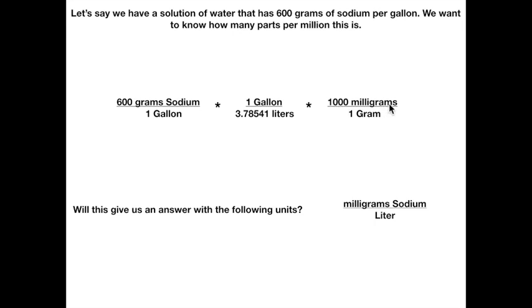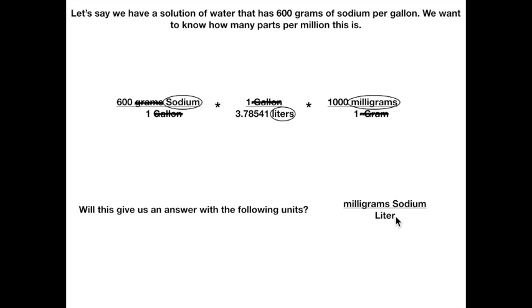Let's check it out. Let's cancel our units. It does. So grams canceled out. There's gram on top, gram on the bottom. Those cancel out. There's gallon on top and gallon on bottom. Those cancel out. So what's that leave us with? Sodium, milligrams, and liters. So milligrams of sodium is on top and liters is on the bottom. So will this give us the following units? Milligrams of sodium per liter? Yes, it does. So we set it up right. We know that we've set this conversion up correctly.